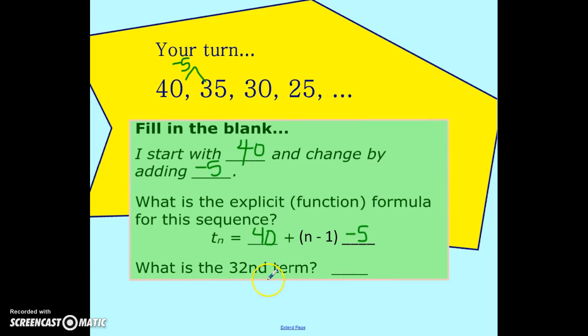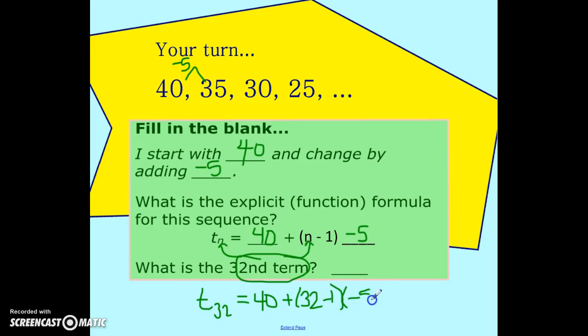So what is the 32nd term? The 32nd term goes in for my n. So if I want to find term 32, I take the first term, which is 40, plus 32 minus 1 times -5. So order of operations would mean I would do 32 minus 1 first, so 31 times -5 and add 40, and the 32nd term is -115.